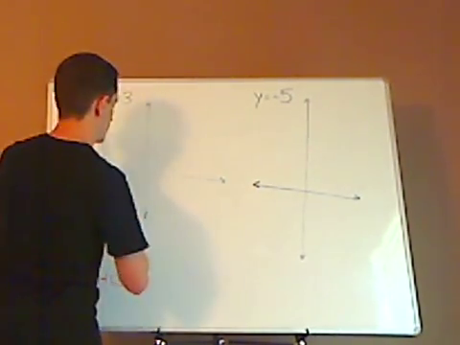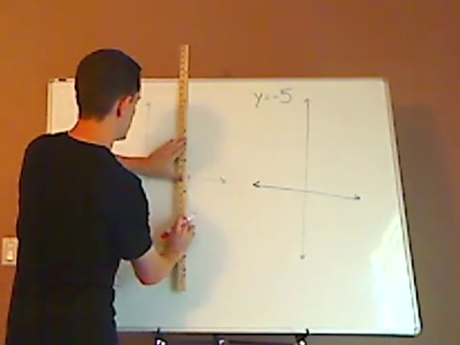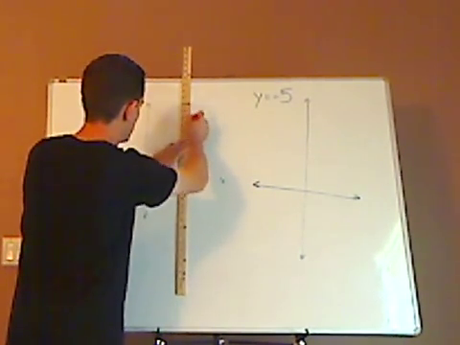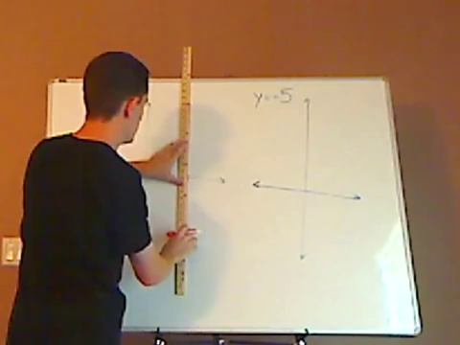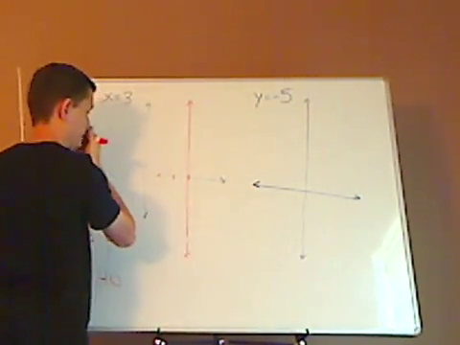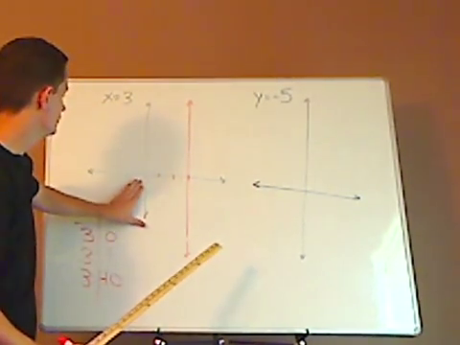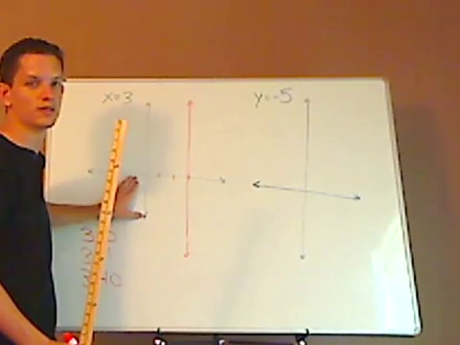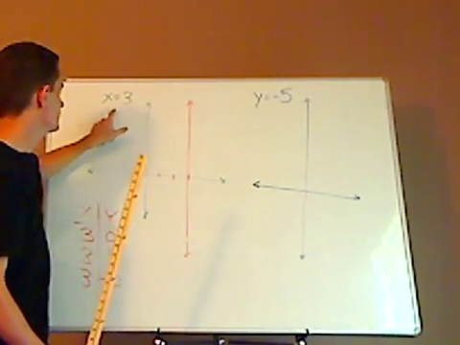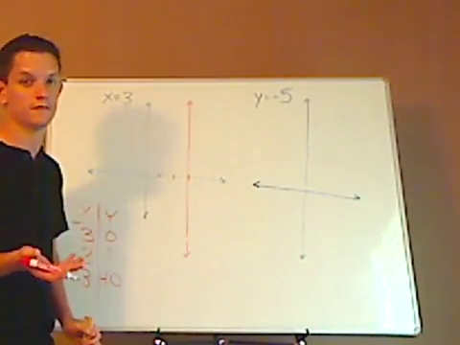So what that looks like, 1, 2, 3, is a line that goes through the x-axis at 3. Notice that it runs parallel to the y-axis. That's always the case. Not only that, this has no slope, or you could say the slope is undefined.